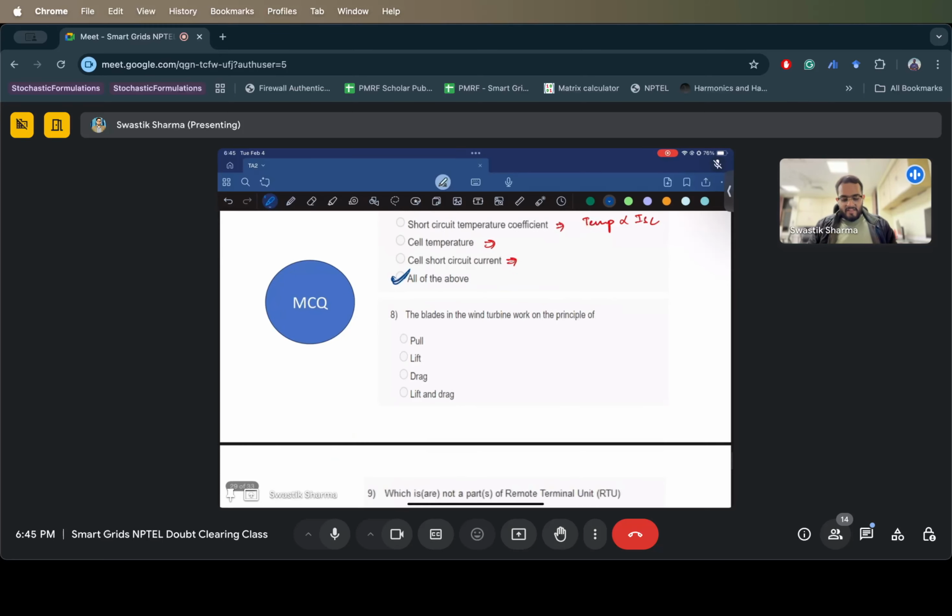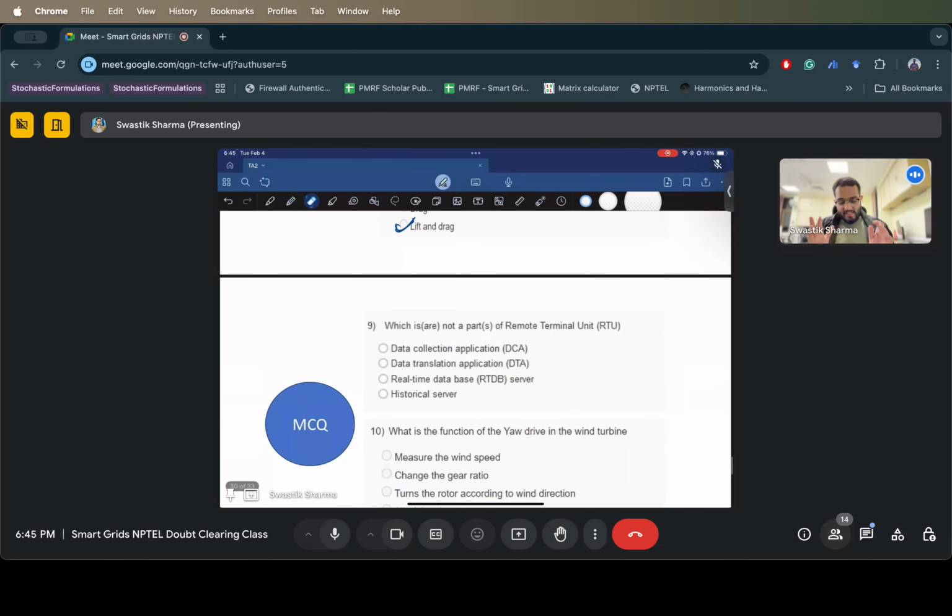Okay, the blades in the wind turbine work on the principle of what? Pull, lift, drag, or lift and drag. I didn't cover this. Pull and drag. Lift and drag, not pull and drag. Lift and drag, right?